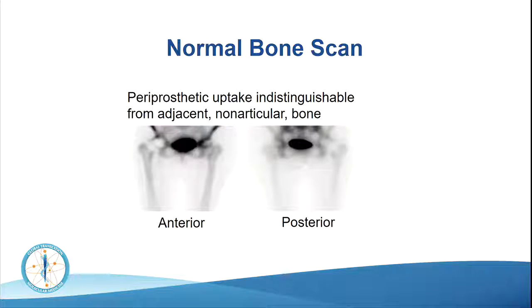Here's an example of a normal right total hip replacement. The definition of normal periprosthetic uptake on a bone scan is periprosthetic uptake that is indistinguishable from adjacent non-articular bone. So here's the right hip arthroplasty, and as you follow the periprosthetic activity down towards the remainder of the femur, there really is no difference in the intensity of uptake.